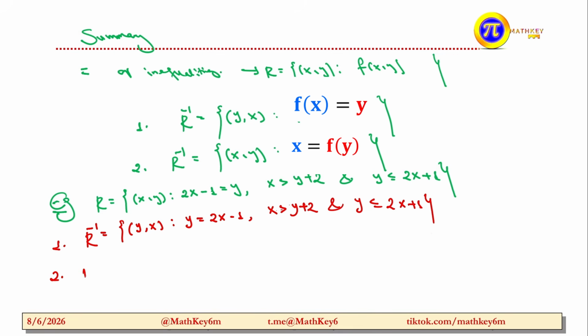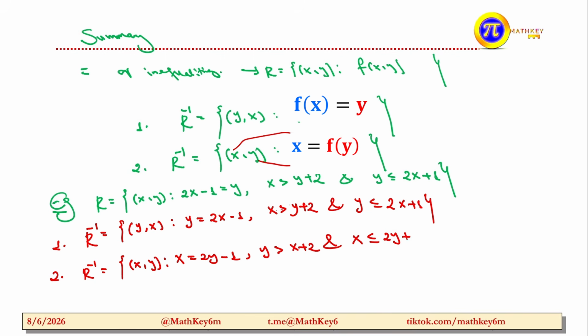The second option: R inverse takes the order as (x, y). In this case, we interchange using f(x, y) for the first case and f(y, x) for the second. That means x is changed by y and y is changed by x. So this becomes x = 2y − 1, y > x + 2, and x ≤ y + 1.